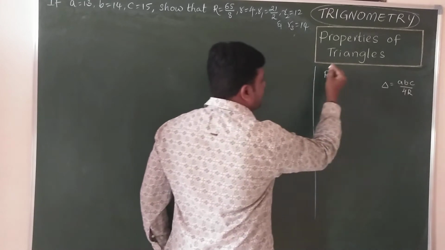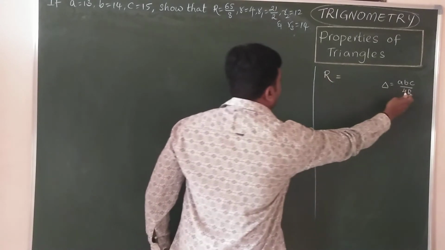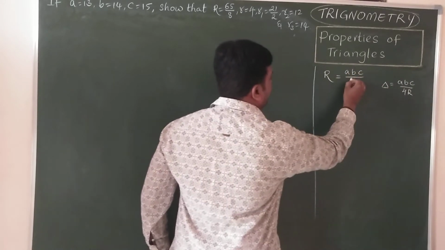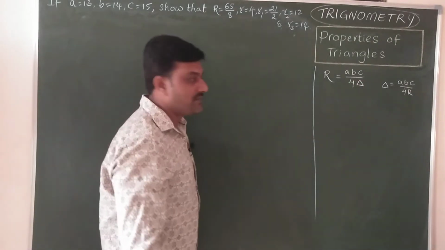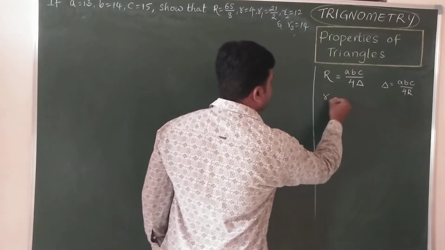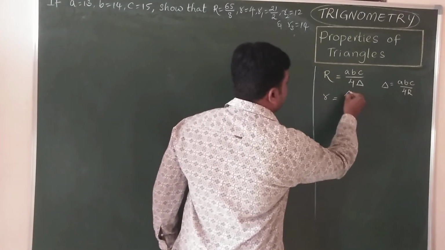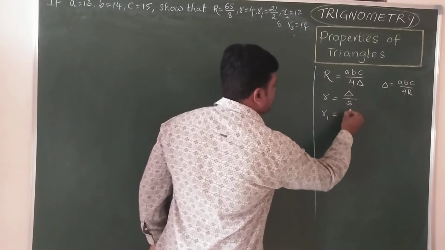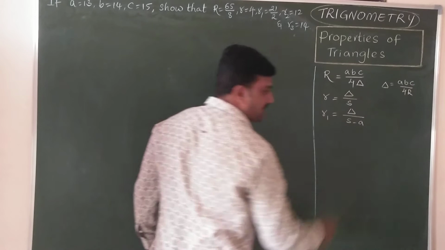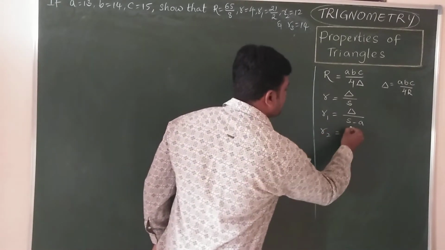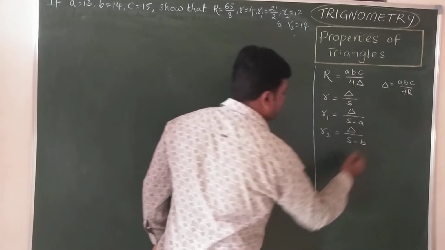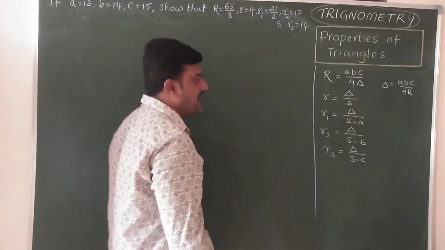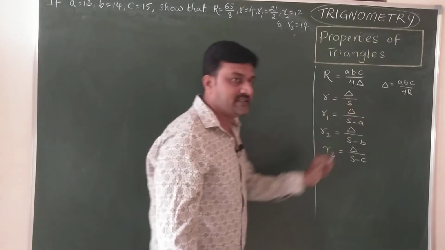From this, we can write capital R equals abc by 4 delta. Then small r equals delta by s. Now small r1 equals delta by s minus a. Small r2 equals delta by s minus b. Small r3 equals delta by s minus c. And also we need delta and s, definitely.